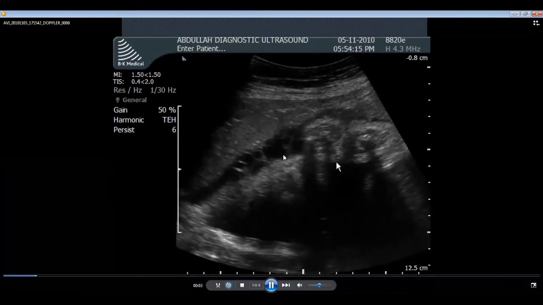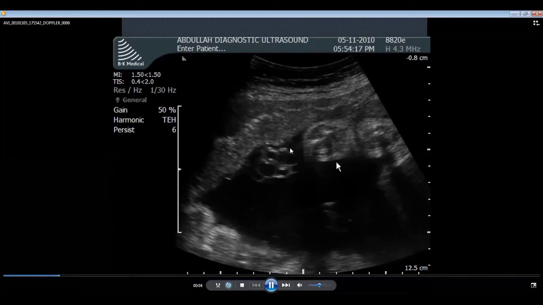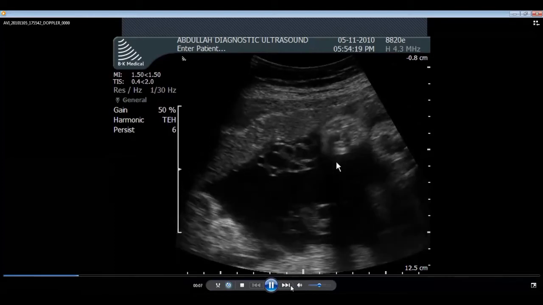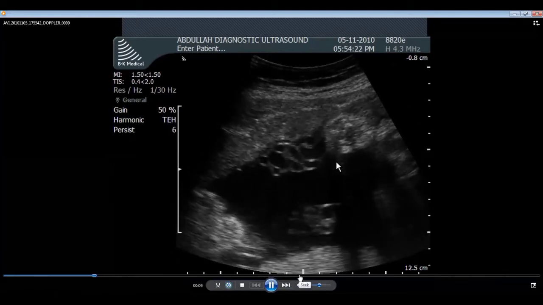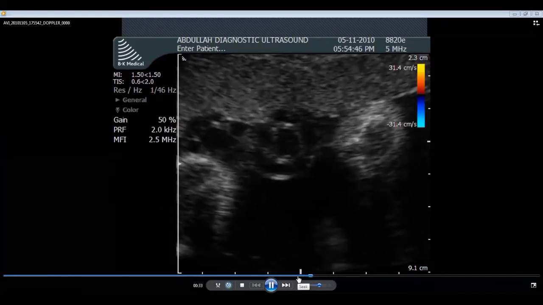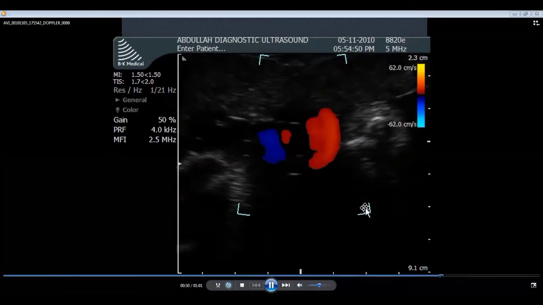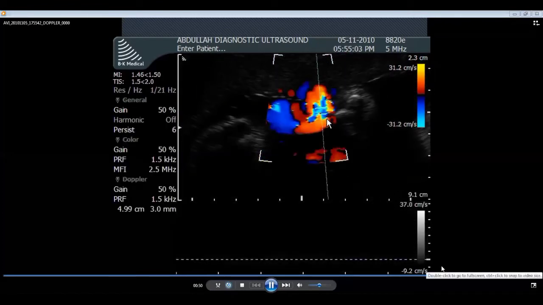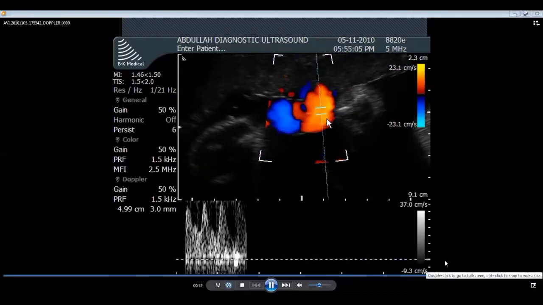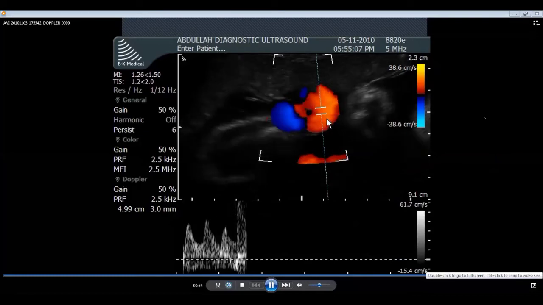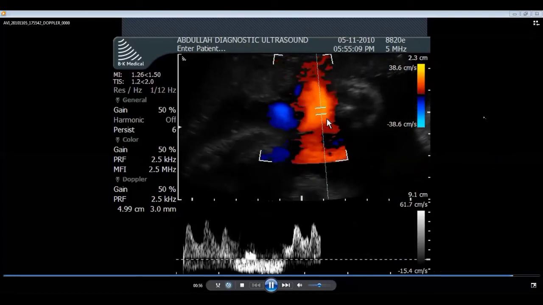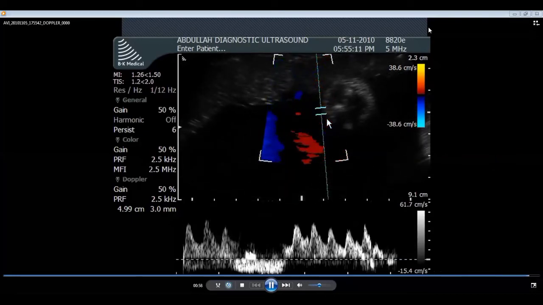Here you can see the umbilical cord, 1, 2, 3. This is the umbilical cord, normal flow. This is normal flow.